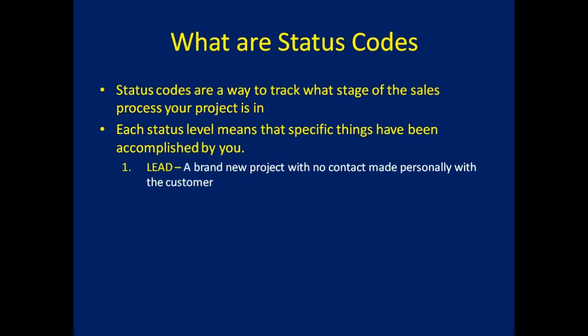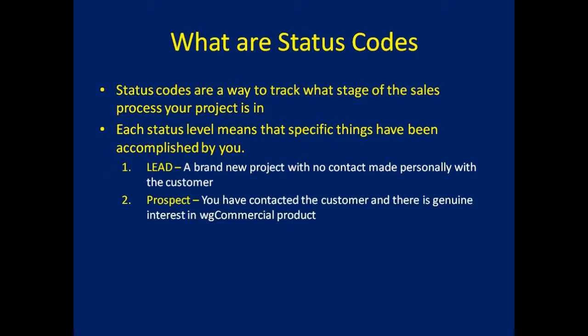The first status code is called a lead, and this is a brand new project where no contact has been made personally, but you have an idea that this customer would be interested. Or maybe there was a brief conversation and there's been no follow-up. This is the default status for all projects that are entered into SIMS. The second status code is called prospect. In this stage, you've contacted the customer and the customer has shown genuine interest in the Walgreen commercial product.